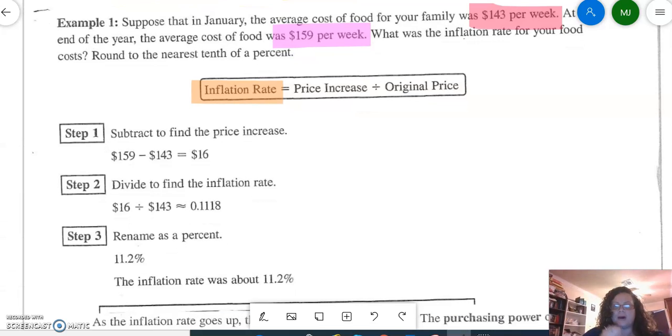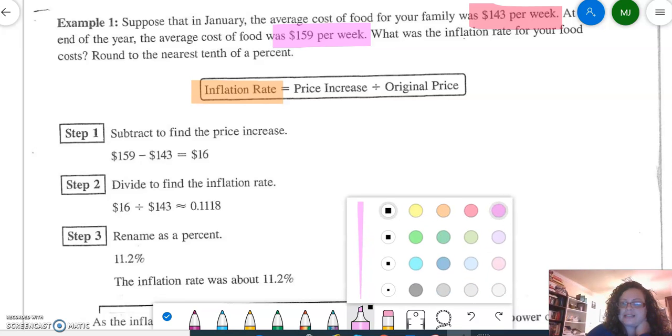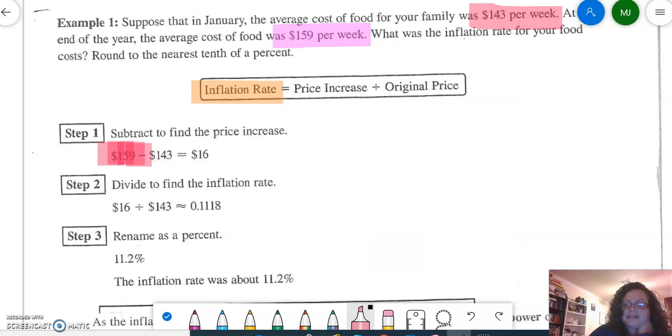All right. So step one, we need to figure out what that price increase is, because that's the first part of our formula for the inflation rate. So the price increase is where you take the end price and you subtract the beginning price. So if you look, they have 159. 159, that was the end price. That was the price that we ended with. Okay, it's the price that got highlighted super darkly.